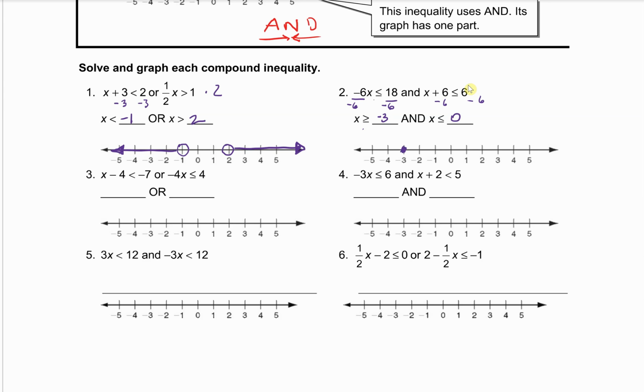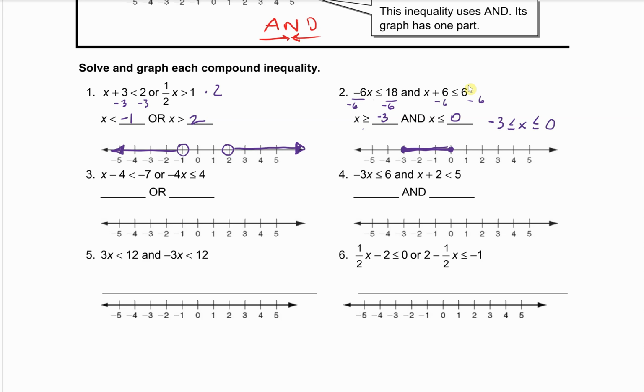These are both or equal to's. So my boundaries are both going to be closed circles. Now, I'm less than 0, so I'm going this way. I'm greater than negative 3, so I'm going this way. So this is an and, so I have this bar situation. If I were to rewrite this as a true compound, it's going to look like this. And you'll have that x in the middle.